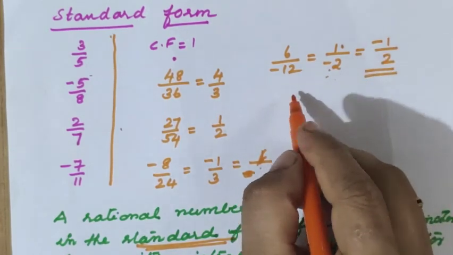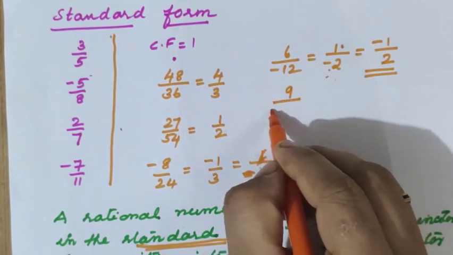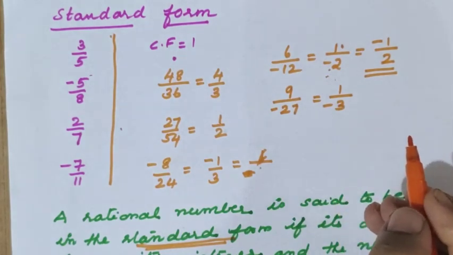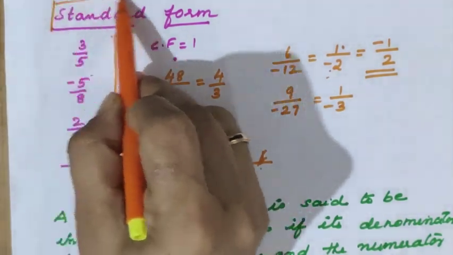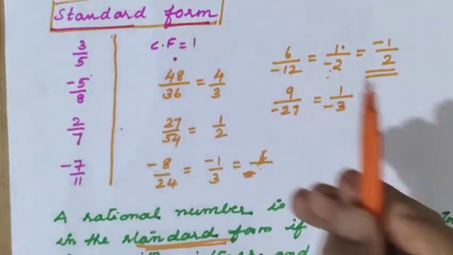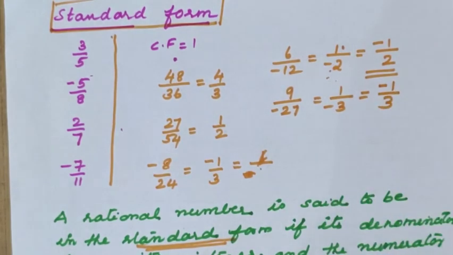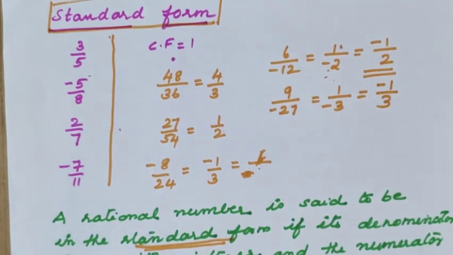One more example, 9 by minus 27. What is the answer? 1 by minus 3. But if the question is asked for standard form, then what should we do? We should keep this negative sign in the numerator and we should write it as minus 1 by 3. I think you understood this one. It is nothing else, reducing into lowest form. If any common factor is there, that should be cancelled or simplified by that common factor and reduced into its lowest form. That is what is called a standard form.